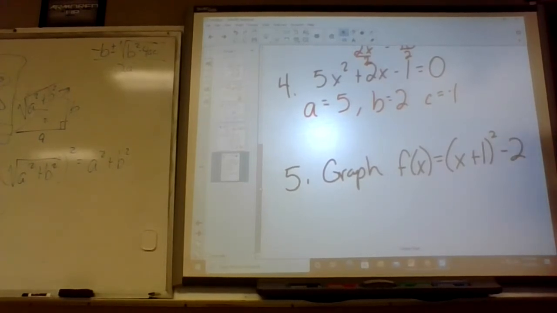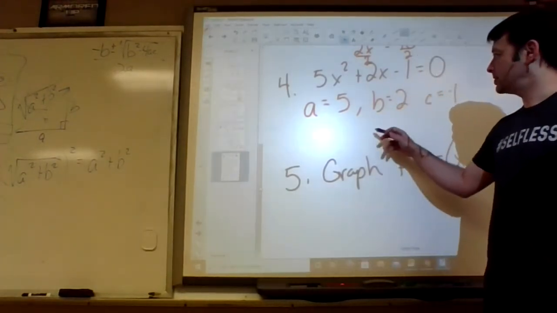How many points do we need on number 5? One would be the vertex. Remember, we're going to find the vertex, and then you choose two points close to the vertex on either side. Alright, do you guys have number 4?